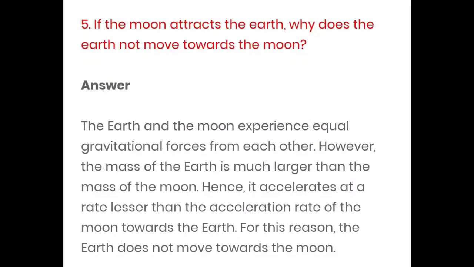See the question number 5. If the moon attracts the earth, why does the earth not move towards the moon? As we know, if force is constant, then mass is inversely proportional to the acceleration. In the case of earth and moon, the earth has more mass as compared to the moon. So, acceleration produced in earth is very less as compared to the moon. That's why earth does not move towards the moon.